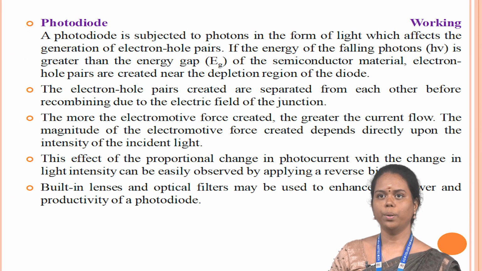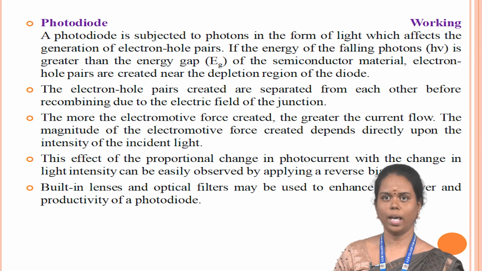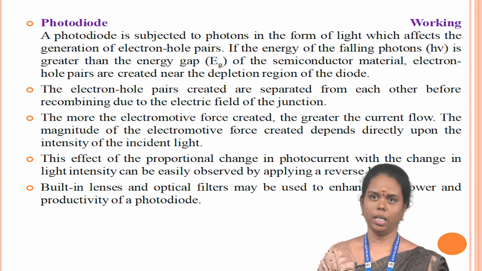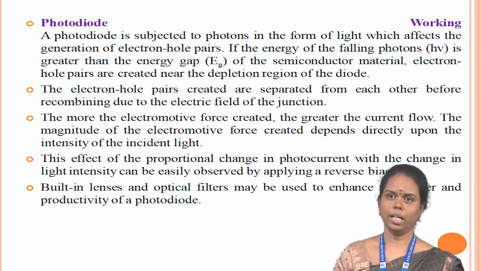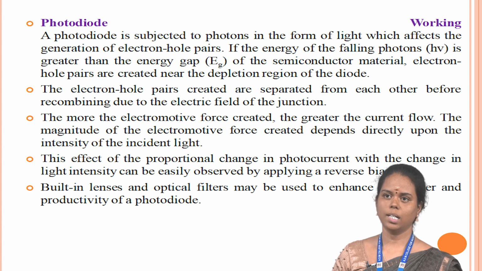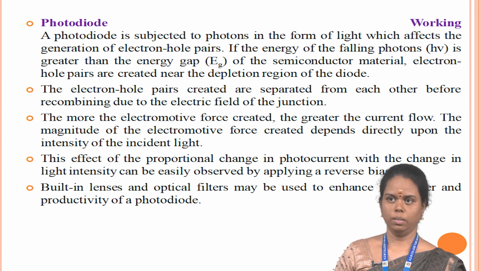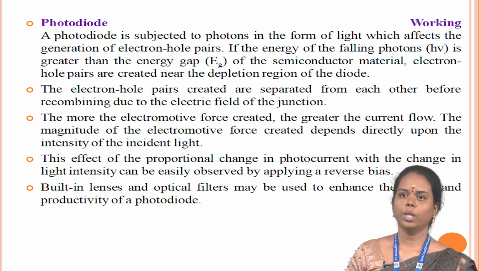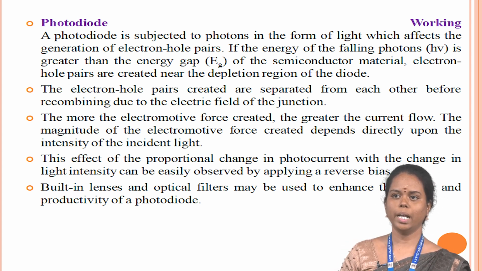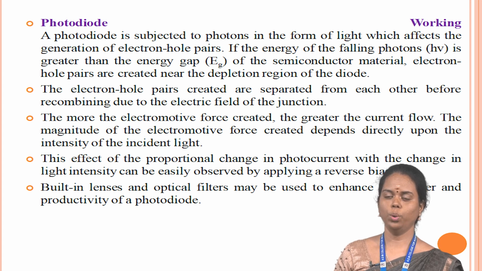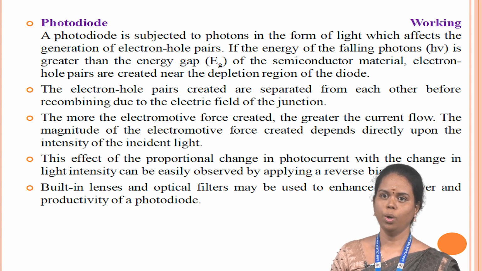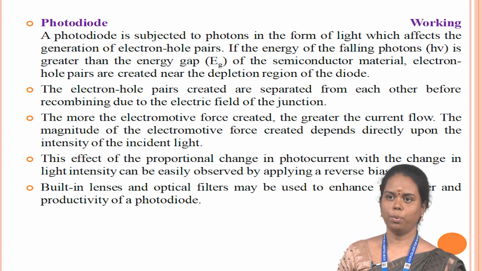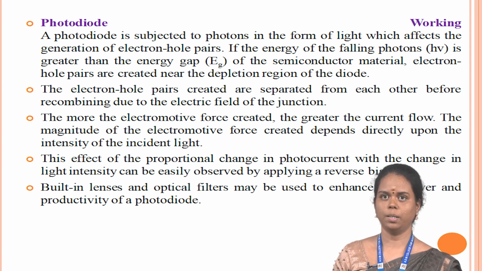Photodiode working. The photodiode is subjected to photons in the form of light, which generate electron-hole pairs if the energy of the incident photons is greater than the energy gap Eg of the semiconductor material. The electron-hole pairs created are separated from each other before recombination due to the electric field of the junction. The more electromotive force created, the greater the current flow. The magnitude of the electromotive force created depends directly upon the intensity of the incident light.